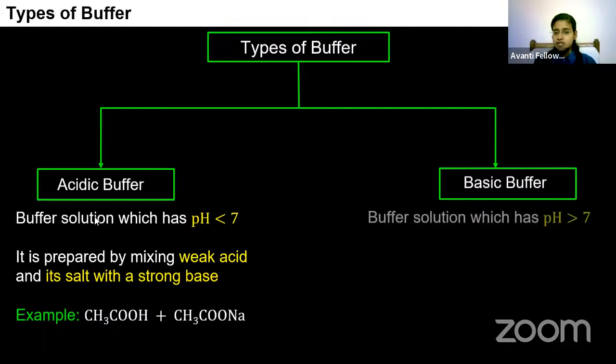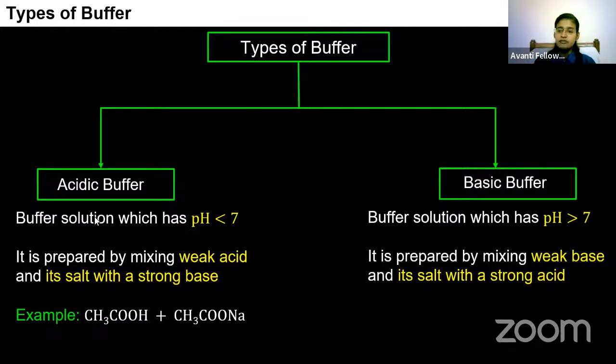The buffer solution which has a pH value greater than 7 is called a basic buffer solution. Okay. And it is prepared by mixing a weak base. So what is the example for weak base? NH4OH. Okay. And its salt with the strong acid. It means the NH4OH salt. Weak base and its salt with a strong acid. The strong acid example is HCl.